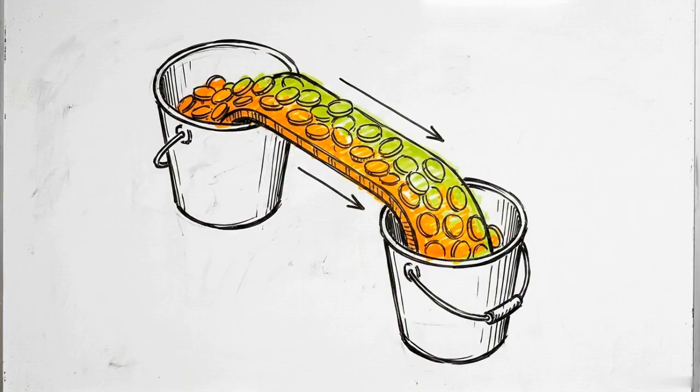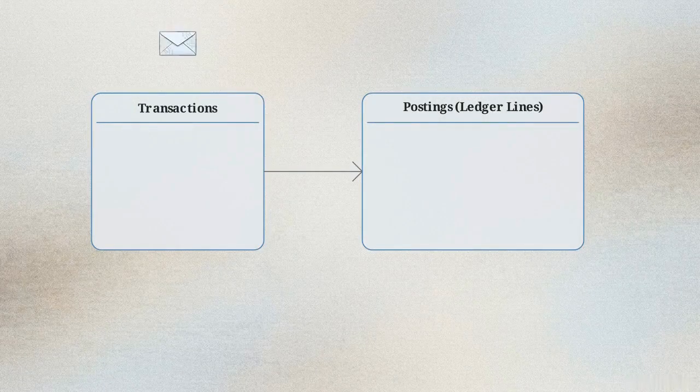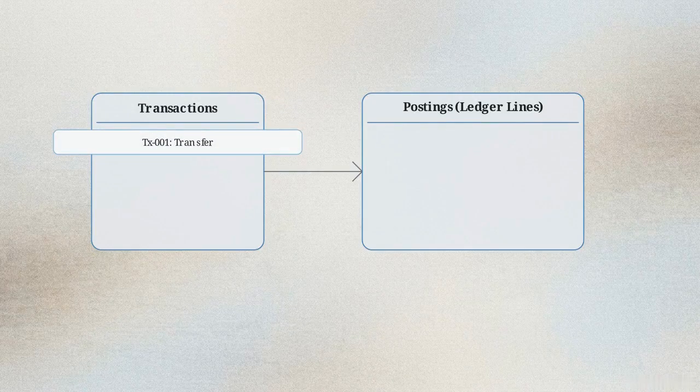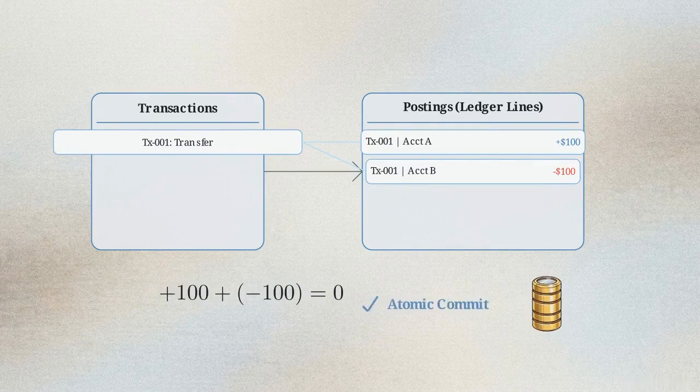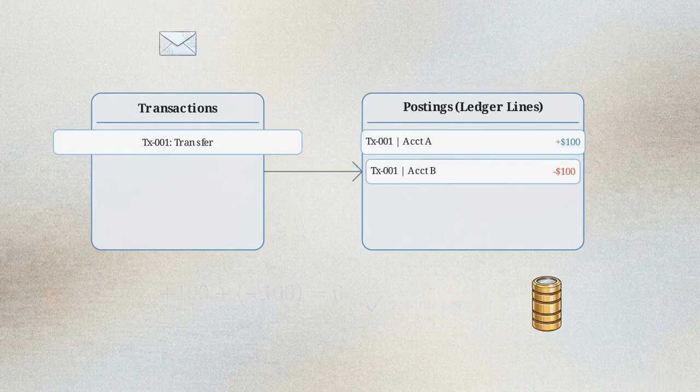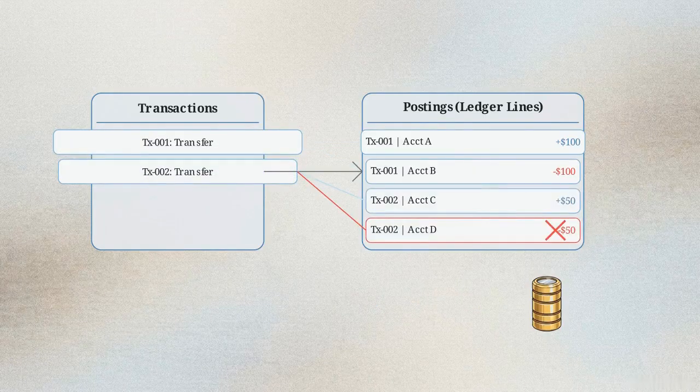Ledger architecture relies on the conservation of value. Money only moves between buckets. It is never created or destroyed. This ER diagram outlines our schema. Data separates into two tables: transactions for business intent and postings for individual ledger lines. Every transfer maps to at least two distinct rows, a debit and credit. The total sum of debits and credits must equate exactly to 0.